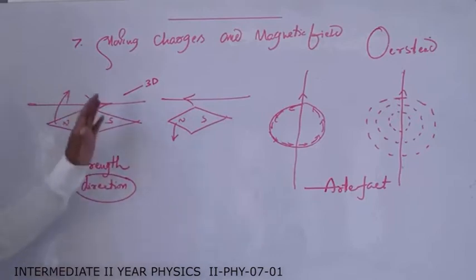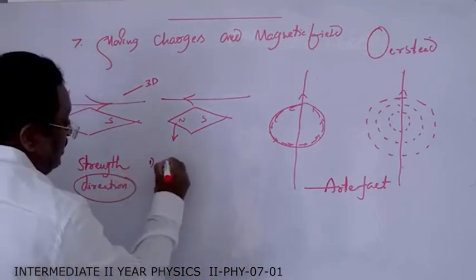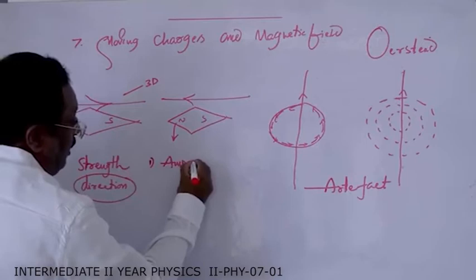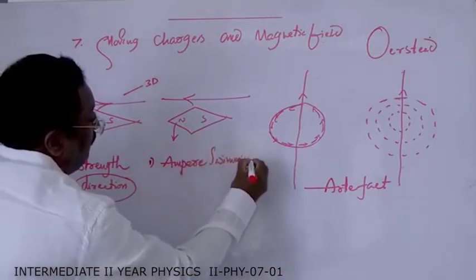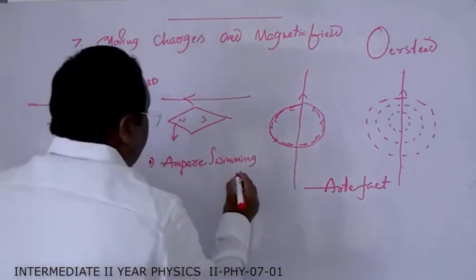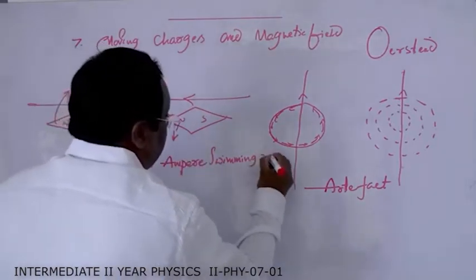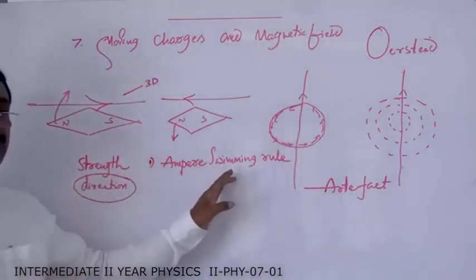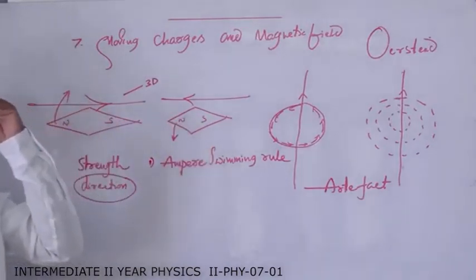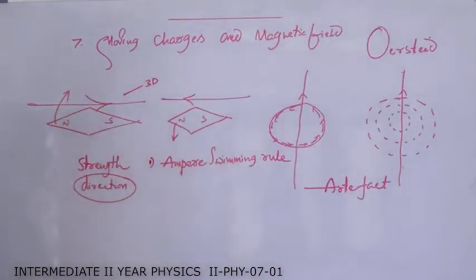First, I want to introduce the direction of the magnetic field. To know the direction of the magnetic field, there are two laws. One is Ampere's swimming rule. By using this swimming rule, we can find the deflection of the magnetic needle nearby a current carrying conductor. What is the purpose of the swimming rule? To know the deflection of the magnetic needle.